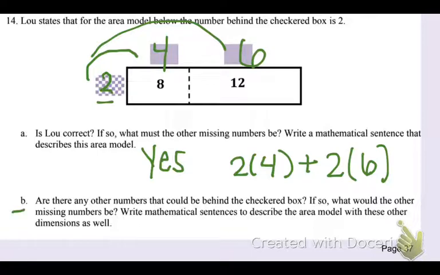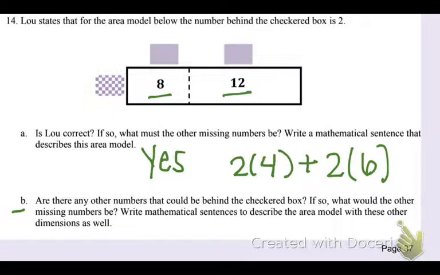It says, are there any other numbers that could go behind the checkered box? If so, what could the other missing number be? Write a mathematical sentence to describe the area model with these two dimensions as well. Okay, so that's where factoring comes into play. So on tonight's homework, you're going to have to find the greatest common factor of the two numbers and then apply it to the distribution property rule.